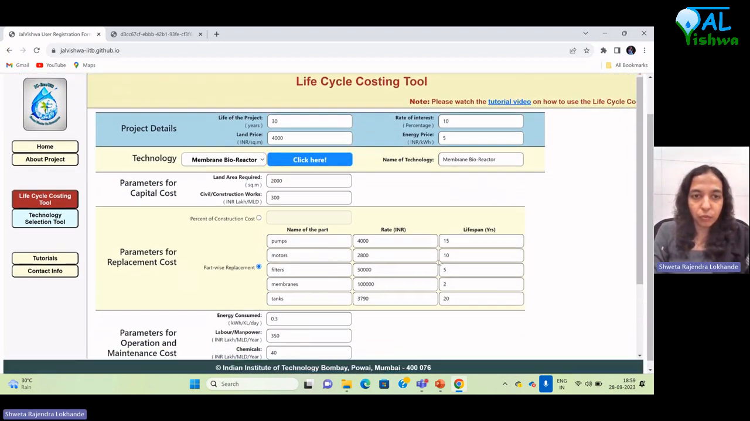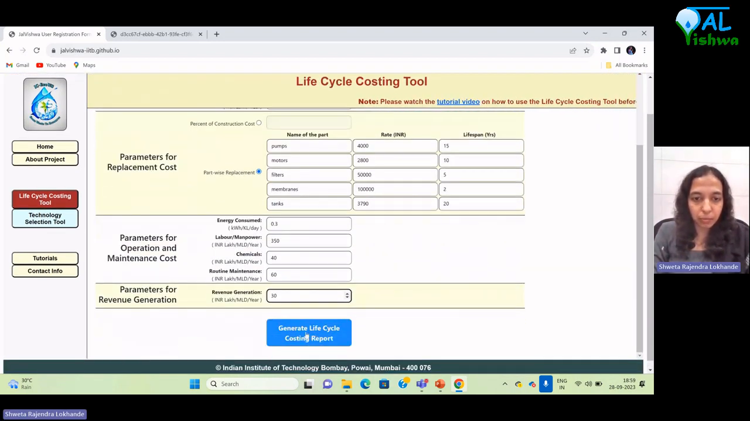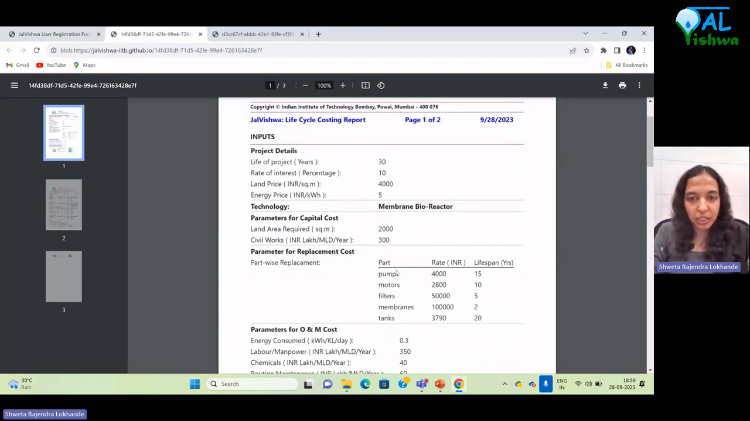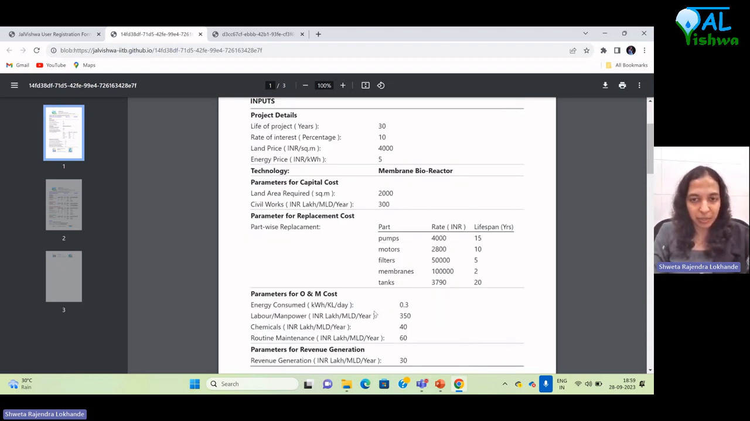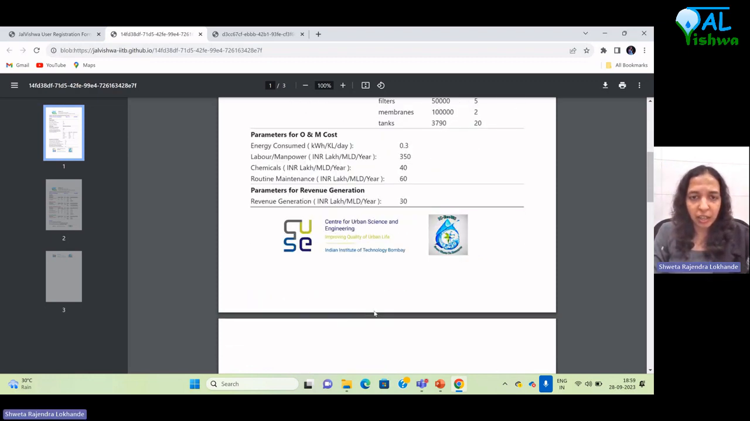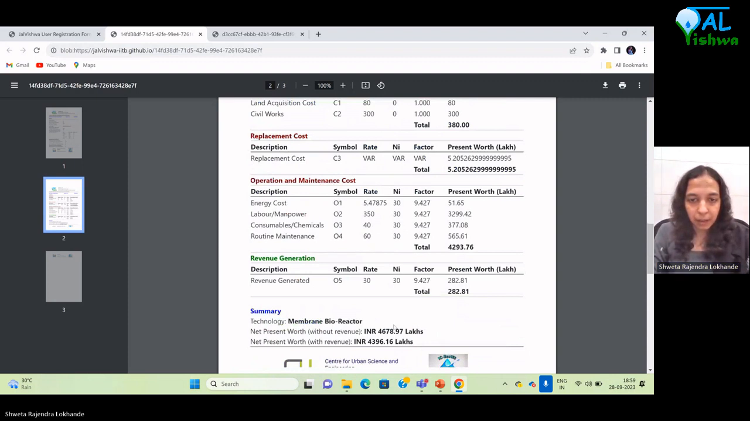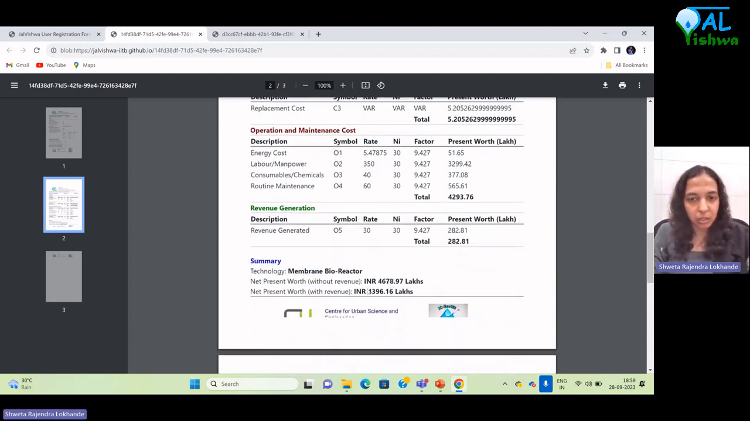So now for a different technology, I am generating the life cycle costing report. As you can see here, the only change is in terms of replacement cost. So we have adopted a different mode of entering the replacement costs. And again, my outputs will be the same with and without revenue. These much INR lakhs.